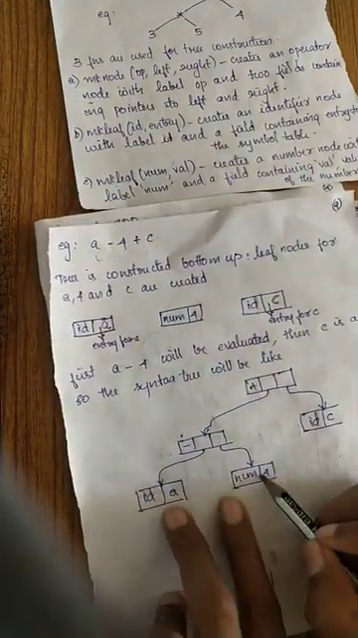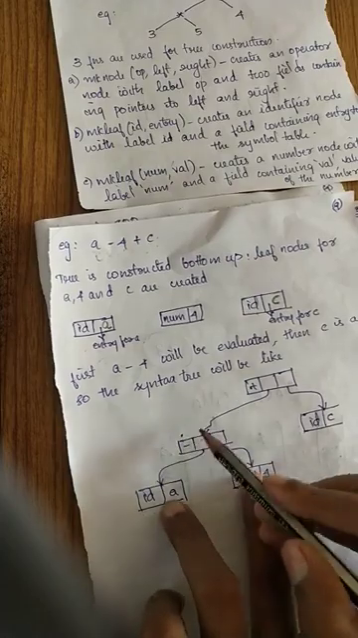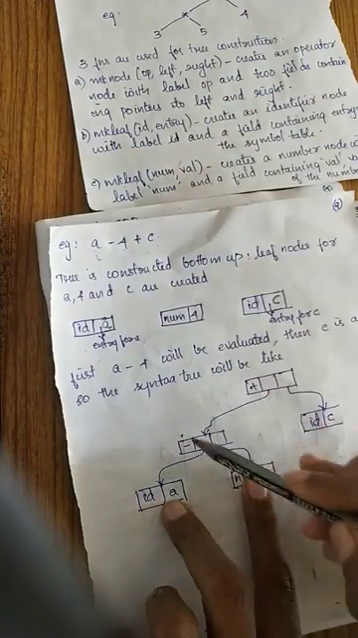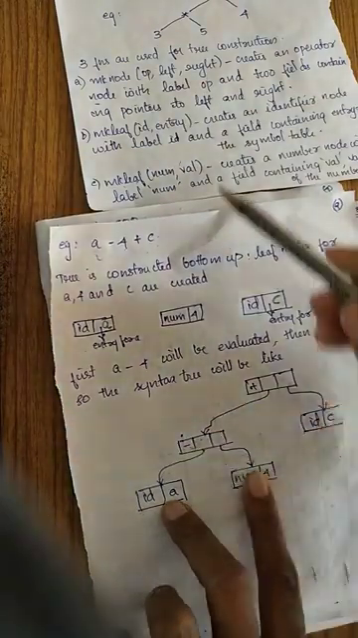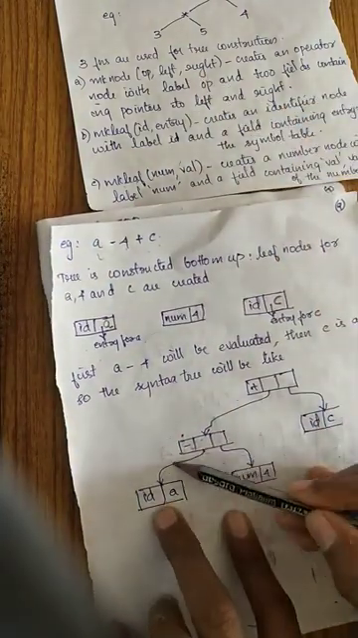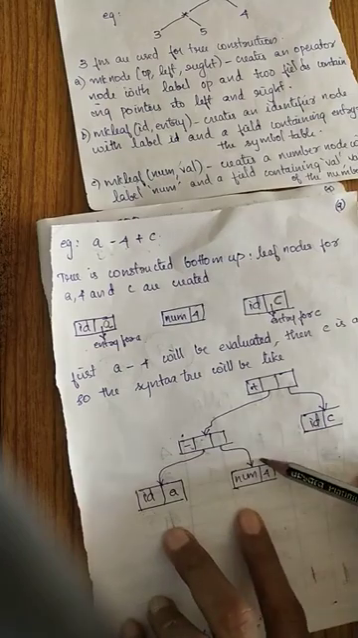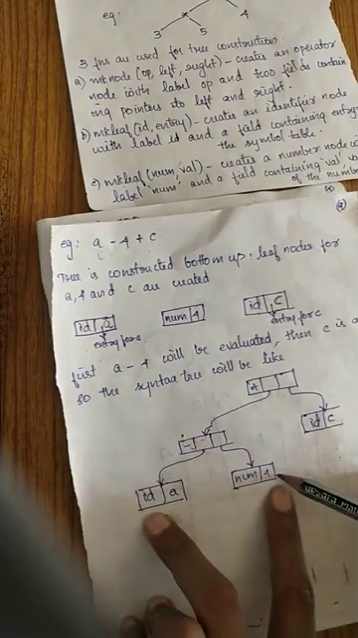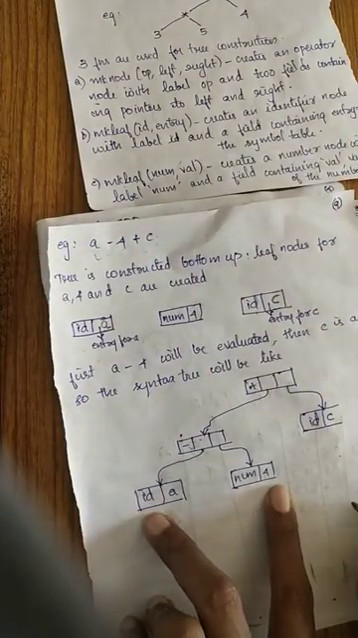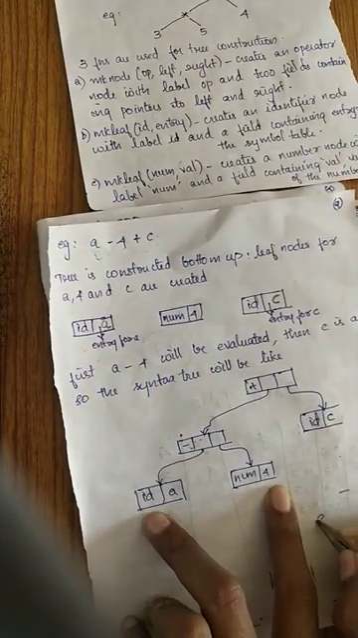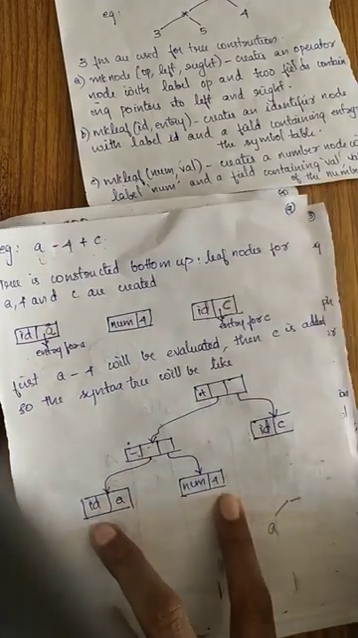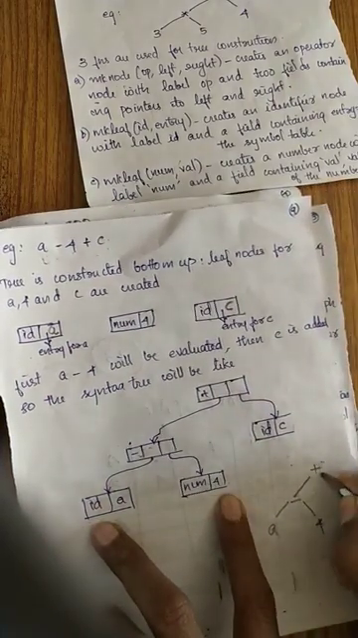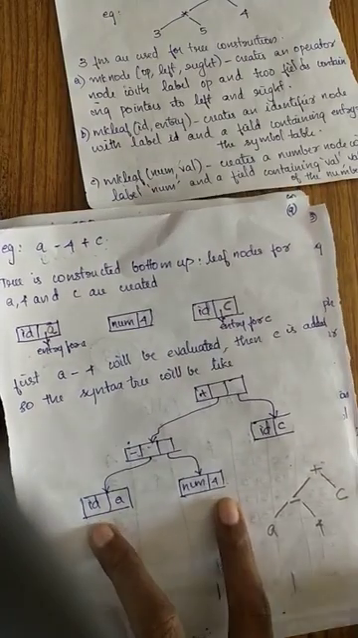id minus 4, and this node is created using the function make node. So operator is the first one, minus is the first operator, and there is a pointer to the left child and a pointer to the right child. So a minus 4 will be written in the node representation like this, a minus 4. So simply we can draw like this, a minus 4 plus c. So this is a simple syntax tree.